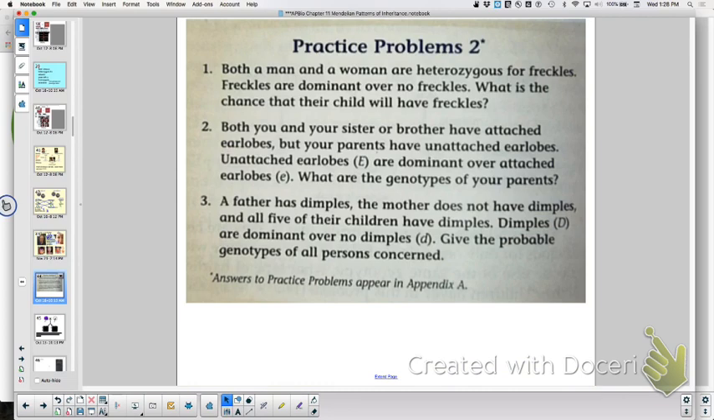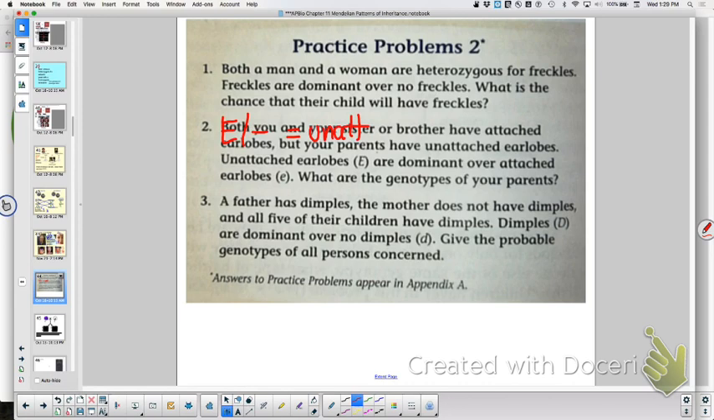Question number 2. Both you and your sister or brother have attached earlobes. Okay, I don't write anything down yet. I'm just like, okay, fine, good to know. But your parents have unattached earlobes. Unattached earlobes are dominant. Then I start writing things down as soon as I see something like that. So I go, big E anything, that's the dominant one. And what is that equal to? Unattached. Write things down so you don't make mistakes.